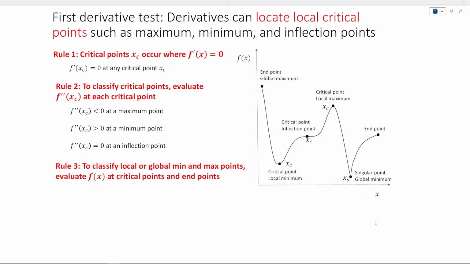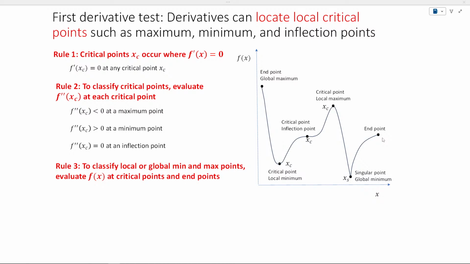If I told you what are the local minimum and local maximum points, so we have two local minimum points. This one is a critical point and this one is a singular point, and we have one local maximum point which is a critical point. Then here we have an inflection point. These are endpoints.